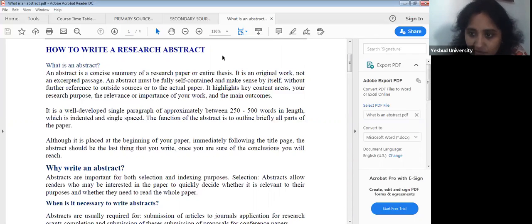Then why do we write an abstract? Abstracts are important for both selection as well as indexing purposes. Selection: abstracts allow readers who may be interested in the paper to quickly decide whether it is relevant to their purposes and whether they need to read the whole paper. Got my point here? It is the abstract that will decide for the reader what is written in your paper and how interested the reader will get in your paper. All that gets decided through the abstract only.